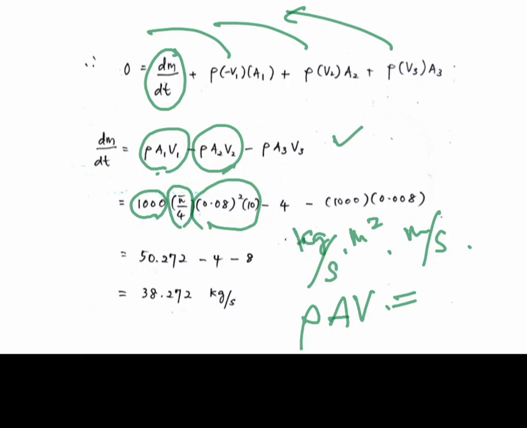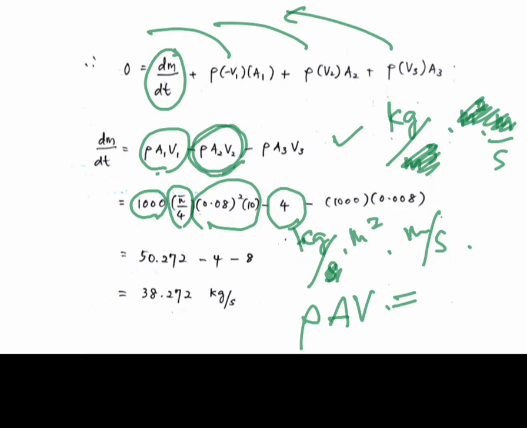According to this, rho is kilogram per meter cube. I'm sorry, not S. The A is meter square, and the V is meter per second. So this meter cube can be cancelled with this meter cube, so the equation is still in kilogram per second. According to the question, we have the mass flow rate for the second outlet, which is 4 kilogram per second. So it is okay for us to just substitute the value of 4.